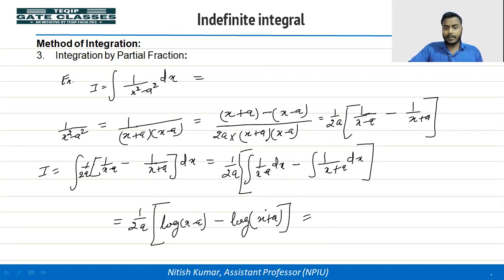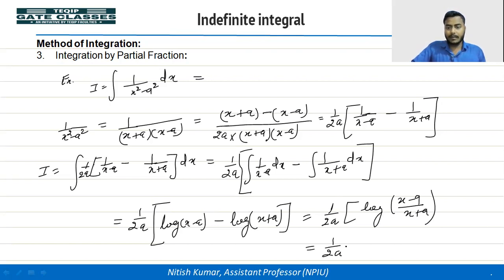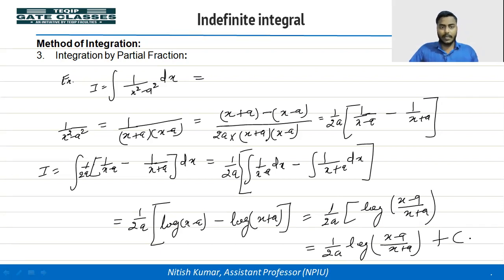Log a minus log b, what is the formula from the properties of logarithmic functions? So we can write 1 divided by 2a into log of x minus a divided by x plus a. So finally we are getting 1 by 2a log of x minus a divided by x plus a, plus c, where c is the arbitrary constant.